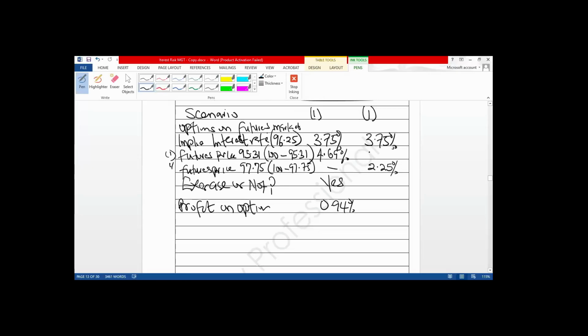Look at the second scenario. Your exercise borrowing rate is 3.75, but you have the option to take 2.25. What are you going to do here? No, it's a loss. You are not going to exercise your rights. You are going to opt out of the option contract.